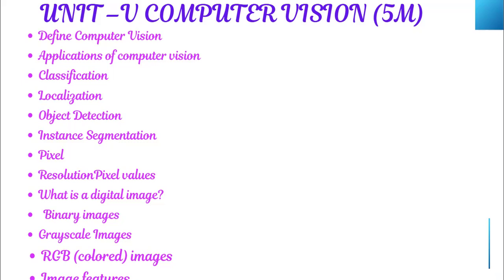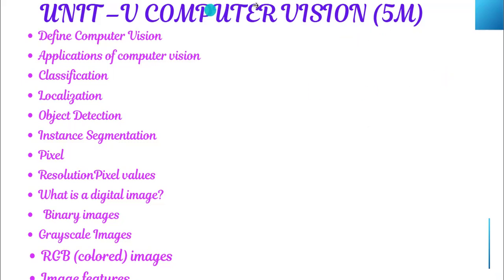So what is that? First, you have to know the definition of computer vision, applications of computer vision, classification, localization, object detection, instance segmentation, pixel, resolution, pixel values, what is a digital image, binary images, grayscale images, RGB colored images, image features. All these are the definitions, children. If you know the definitions of these concepts, then you can score full 5 on 5.